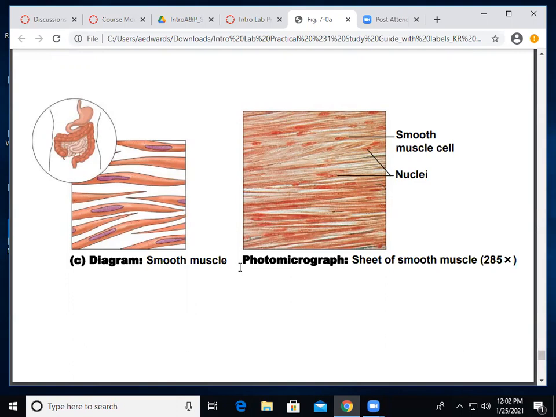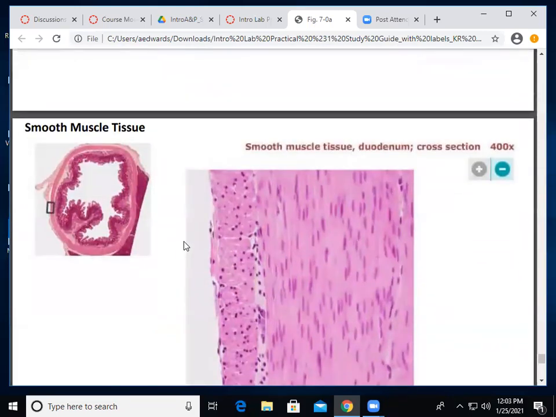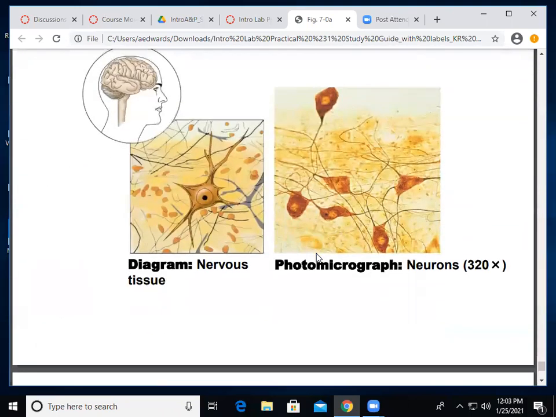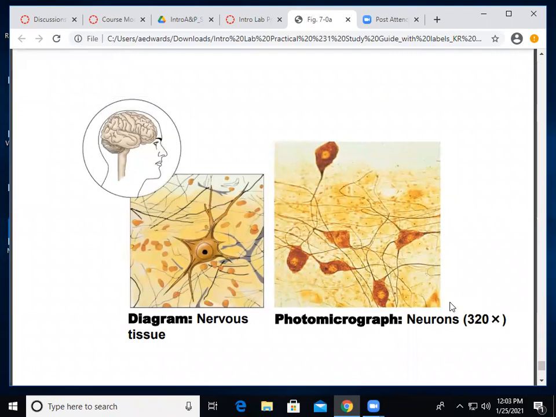It's a spindle shape. It's maybe hard to read. Spindle shape. Walls of the hollow organs. So here's another example. Here's some smooth muscle. Cells, again, no striations, spindle-shaped cells. So that's muscle tissue.